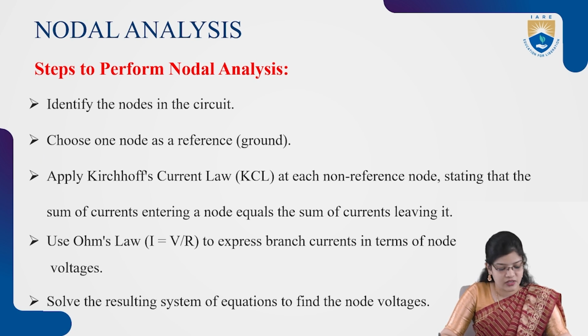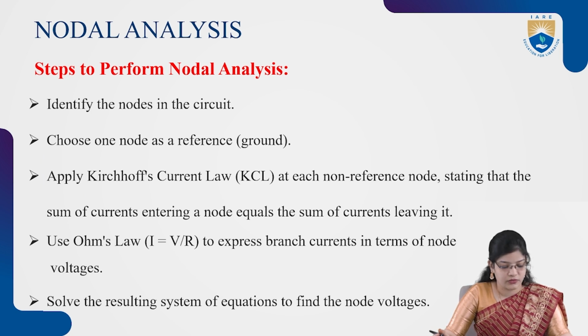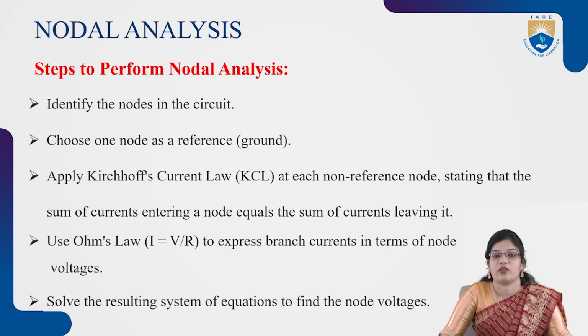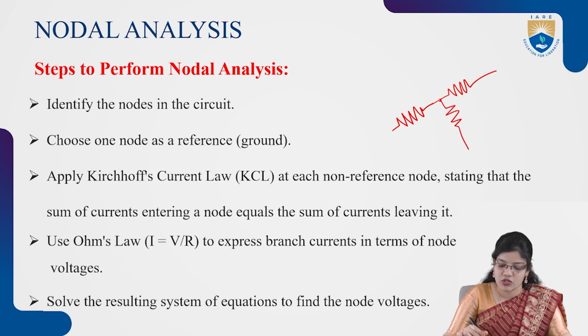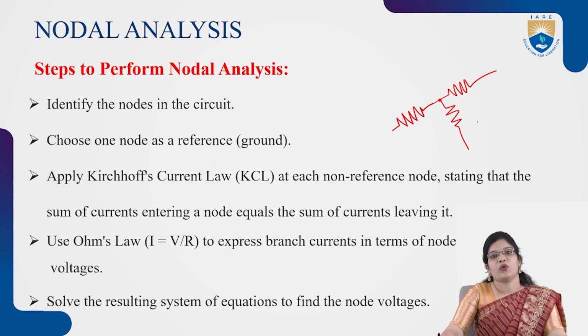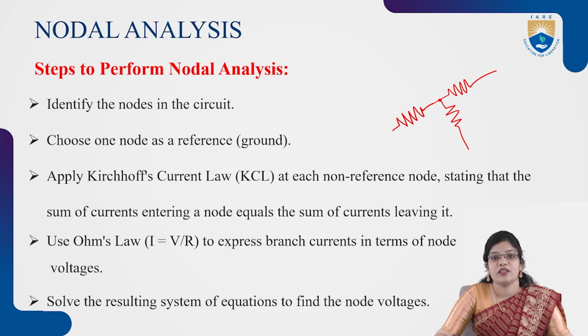In the previous lecture itself, I told you what a node is. A node is nothing but the joining of two or more elements at a single point. So here we have three elements joined at a single point, which is called a node. Generally, nodal analysis is used to calculate the voltages. So what are the steps used in nodal analysis?